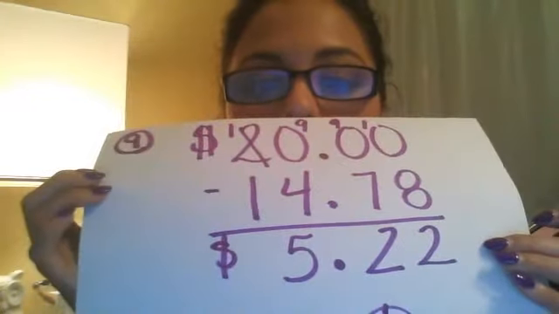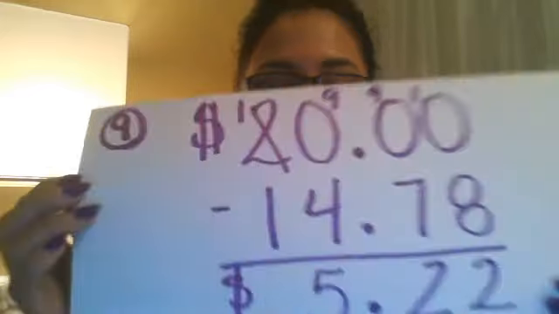Okay? Pretty good, simple, guys. Just make sure that you line up those decimals. I can't stress that enough, because if you don't, we already know our answer is going to be wrong. Okay? So that was number 9. Now let's look at number 10.